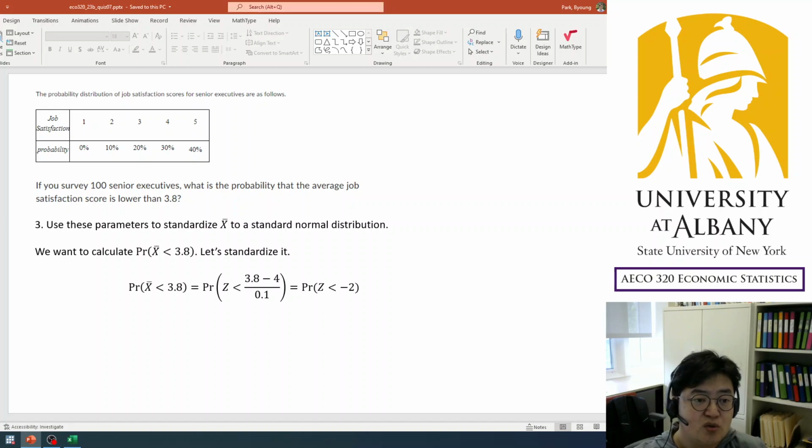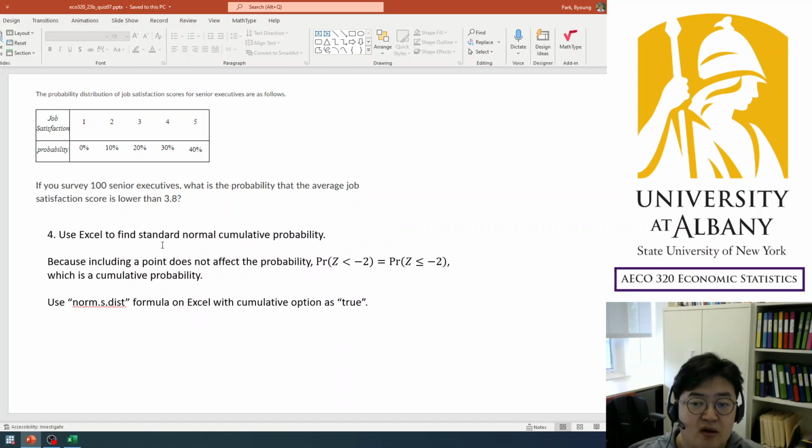Well, we are going to use those two parameters, 4 and 0.1, to standardize X bar, right? We are looking for the probability that the average is lower than 3.8. So the average X bar is smaller than 3.8. This is the probability we are calculating. So let's standardize. Subtract the mean and divide by 0.1, the standard deviation. Alright, if you calculate that, you get minus 2. So this probability about the sample average can be expressed as a probability about the standard normal distribution.